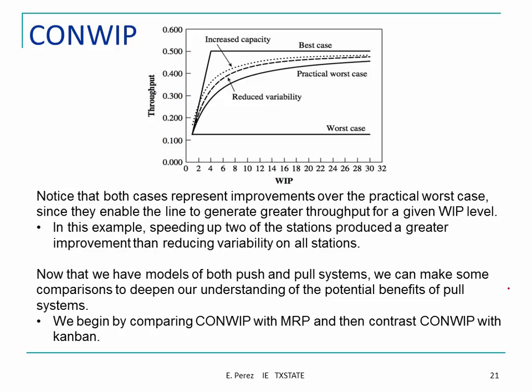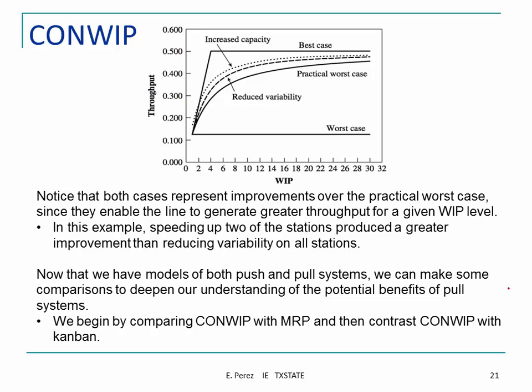So in this example, speeding up 2 of the stations produced a greater improvement by reducing the variability on all stations. Now that we have models of both push and pull systems, we can make some comparisons to deepen our understanding of the potential benefits of pull systems. We can begin this comparison by comparing the Conweb versus the MRP.